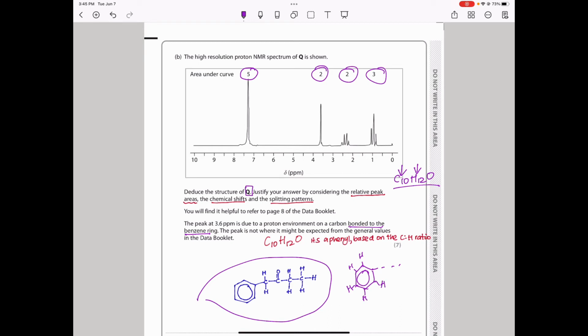So let's see. There are 5 environments that are going to be identical. In this case, let me just take it like this. If we draw the structure, there is one environment that is going to have 5 protons. Here we're going to have 2 protons, here 2 protons, and this is 3 protons. So again, we're going to see different environments having different numbers of protons.